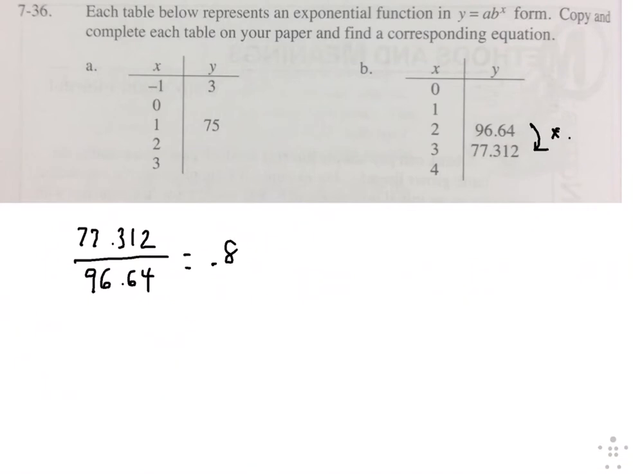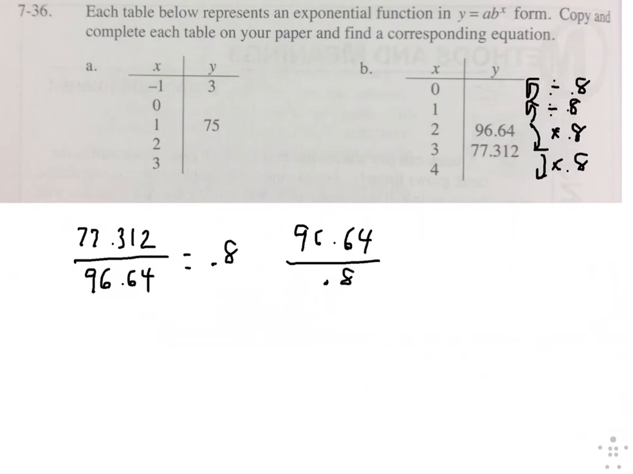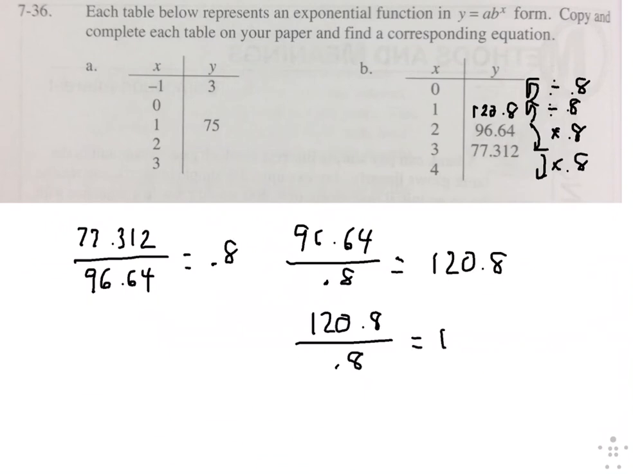So the multiplier is 0.8, so then we could do the next one times 0.8, and you can do that on your calculator. And to go backwards, instead of multiplying by 0.8, we divide by 0.8, right? So if we take 96.64 and divide it by 0.8, that gives us 120.8. So 120.8 goes here. And then if we take 120.8 and divide it by 0.8, and we use our calculator for that, we get 151.